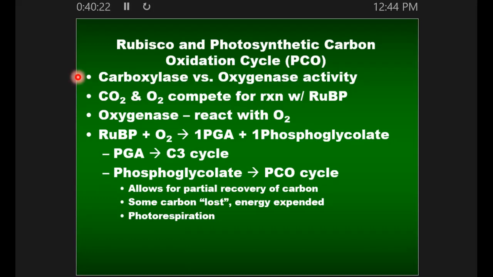So if there's lots of CO2 and just a little bit of O2, CO2 comes into the active site, and then you get the right conditions for the Calvin cycle to start cooking along really nicely. But if there's more oxygen compared to carbon dioxide around Rubisco, then you have RuBP reacting with oxygen. Now you end up with one PGA as a product, which is good. That can immediately go into the Calvin cycle.